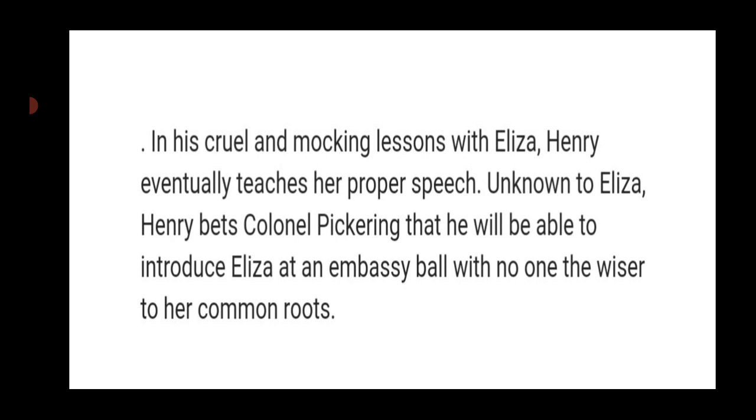Now, there was a little bit of a hot discussion between them while Eliza went to his house for the training, but when she realized that he was the same person who had insulted her before, she started to argue, and even Henry was continuously disrespecting and insulting her. At that time, they made a bet. Henry and Colonel Pickering bet that if Henry would be able to train Eliza in a limited period of time, and Eliza would be able to introduce herself at the famous embassy party ball with no one the wiser to her common roots, and if nobody would be able to recognize her, then Henry would win the bet.